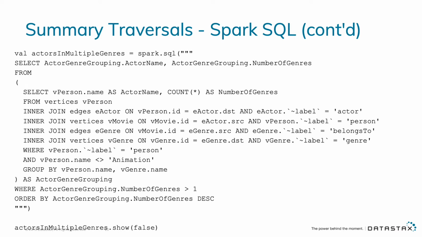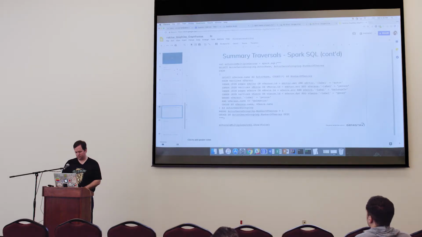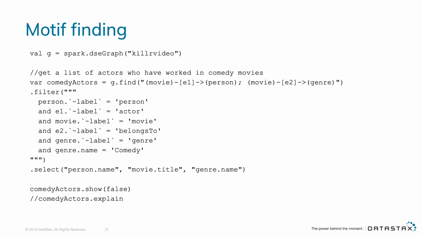I might skip this one for now and come back. But this is another Spark SQL example where I'm looking for actors who've appeared in movies that are across multiple genres. Okay, so let me come back to that one maybe.